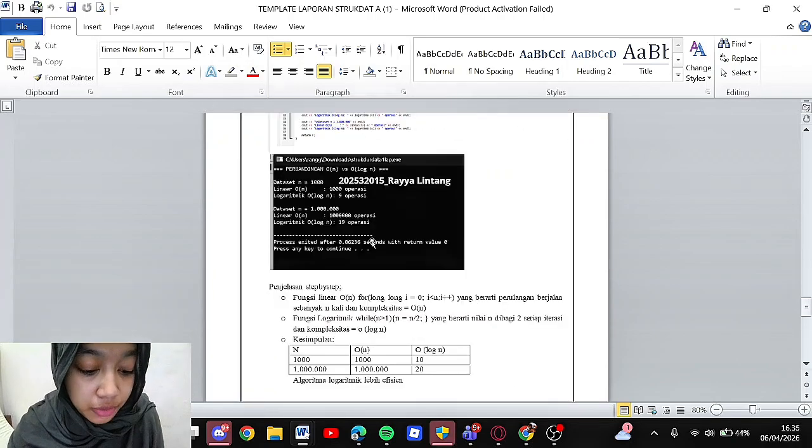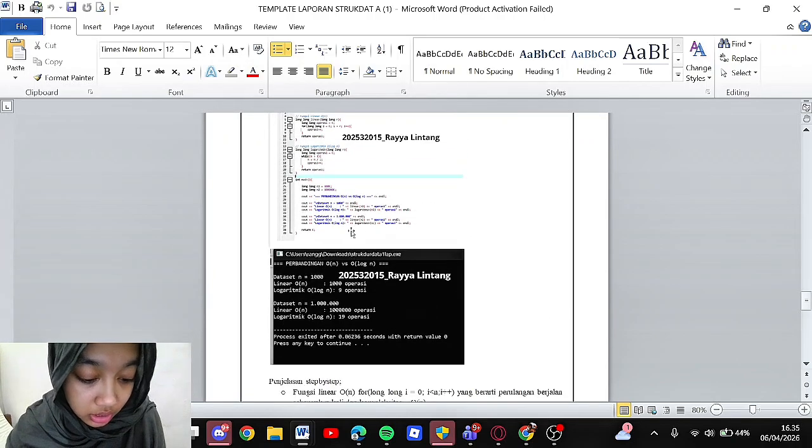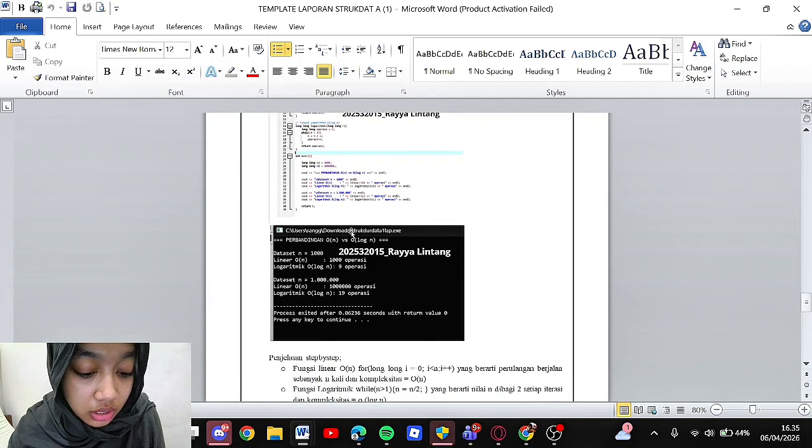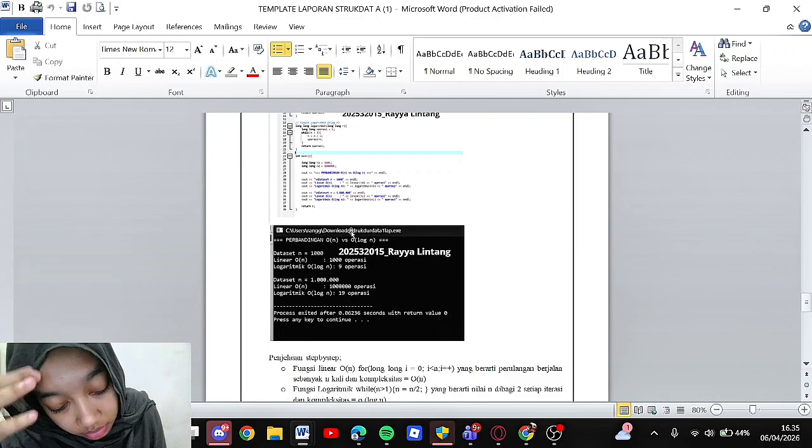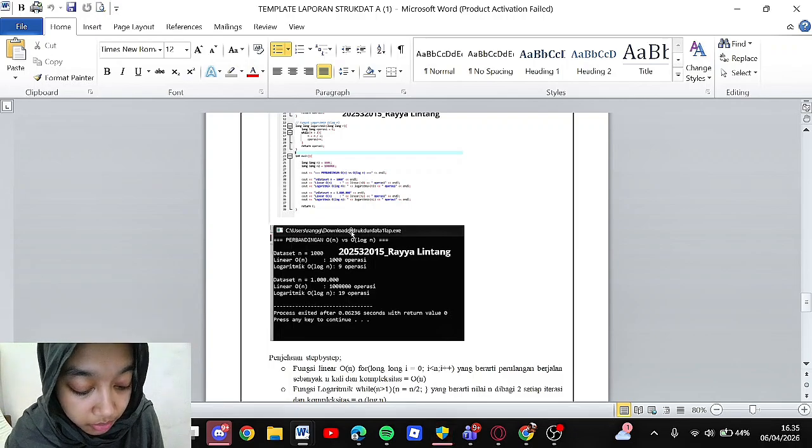In the program, we define two functions. The first function represents a linear algorithm. This function uses a loop that runs from 0 to n, meaning the number of operations increases directly with the size of the input. If the input size doubles, the number of operations also doubles. This is why it is called linear complexity.